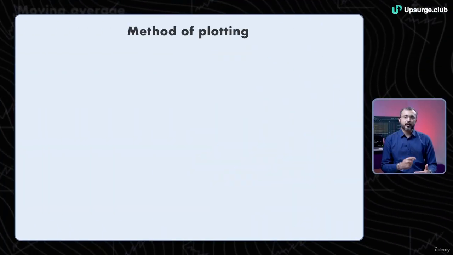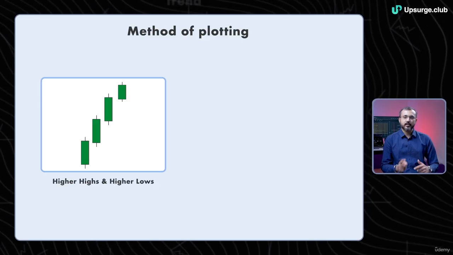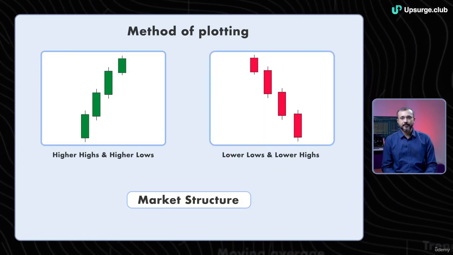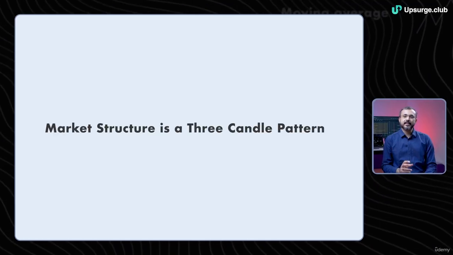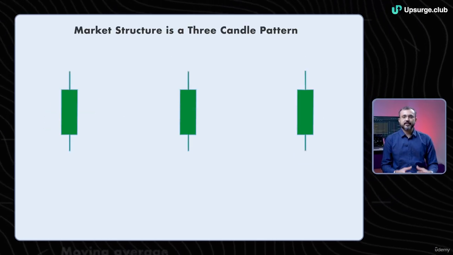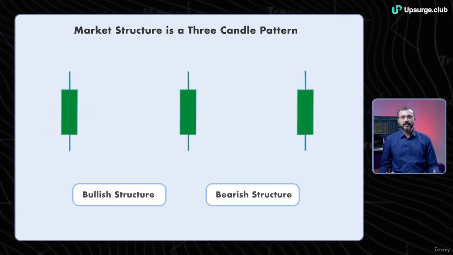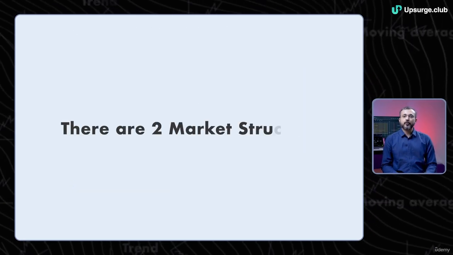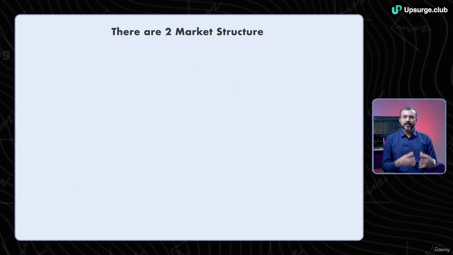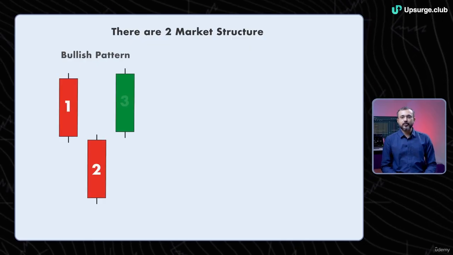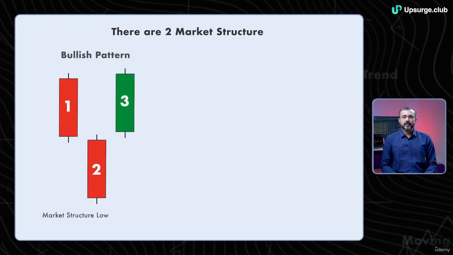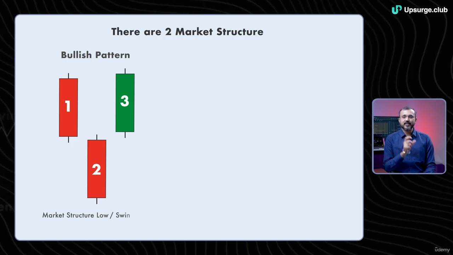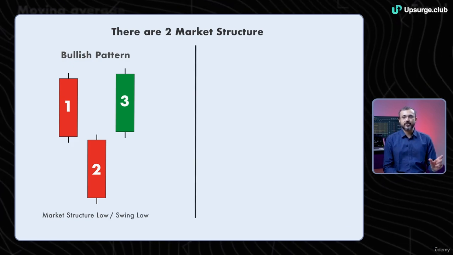The method of plotting higher highs and higher lows, or the method of plotting lower lows and lower highs, is known as market structure. Market structure is a 3-candle pattern. Whether it's a bullish structure or a bearish structure, it's a 3-candle pattern. In market structures, we have two structures. One structure is bullish, which is known as market structure low. From the term you have understood, it is a method of plotting swing low. So it is known as market structure low.